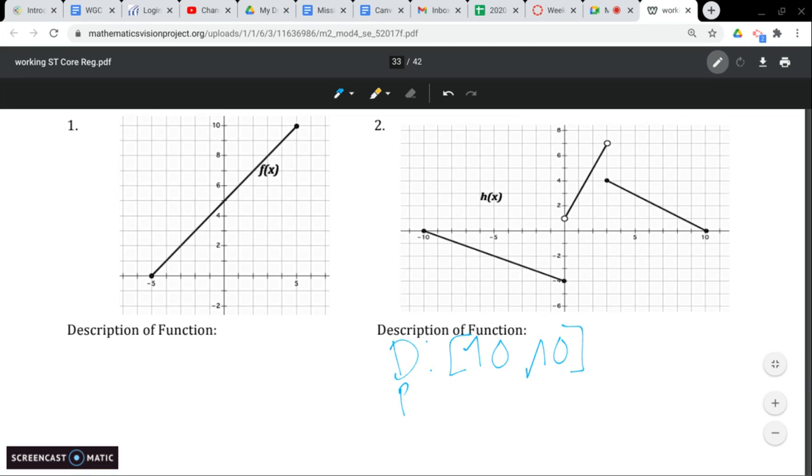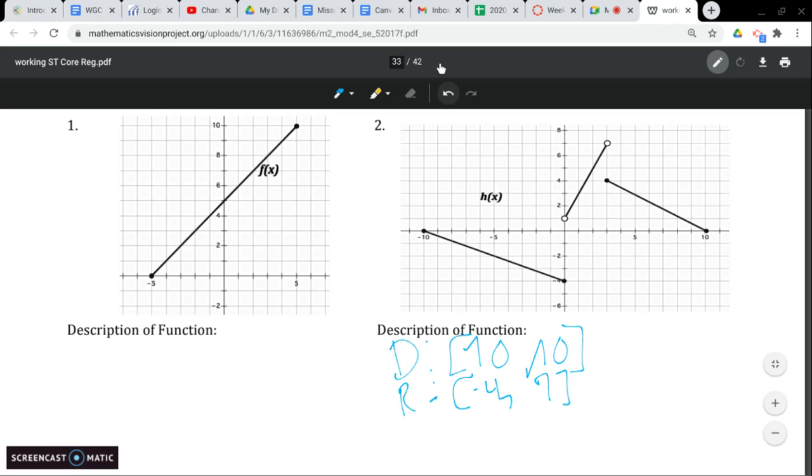Now, our range, remember y values. What's the lowest possible point we're at? That's -4. The highest possible point is up here at 7. So there is our range.